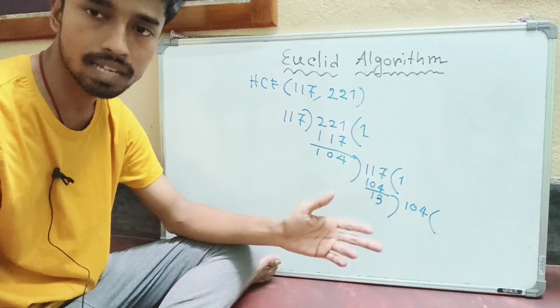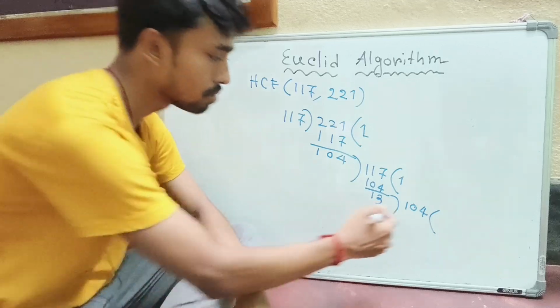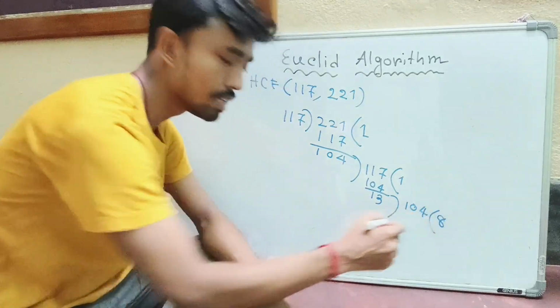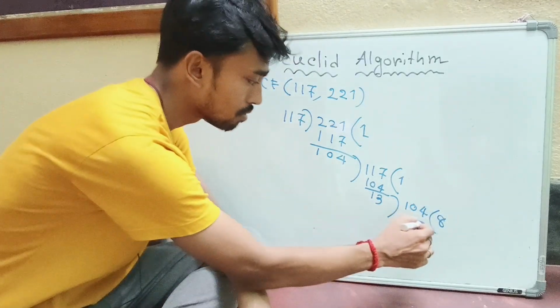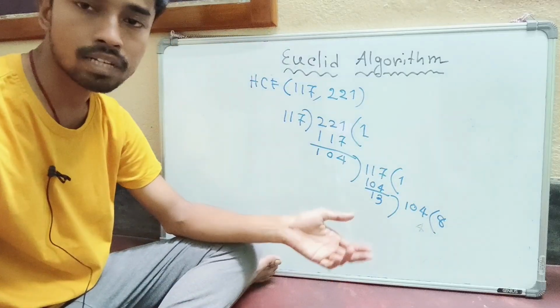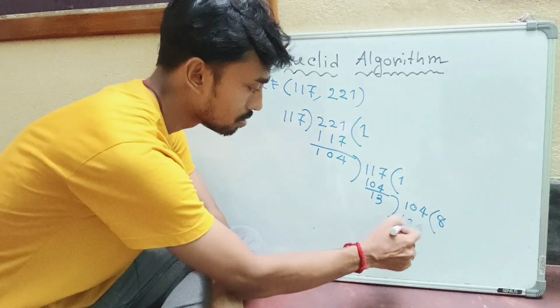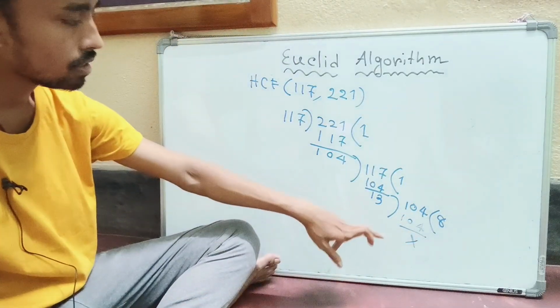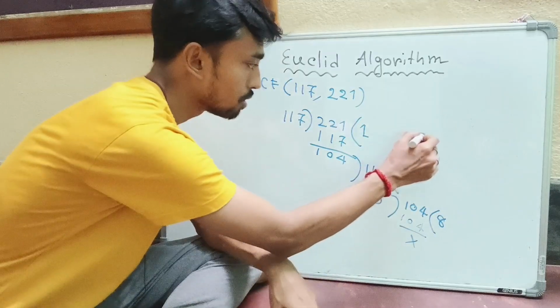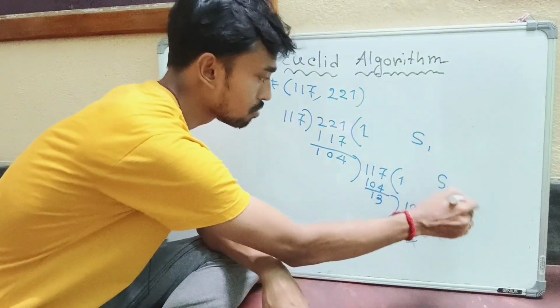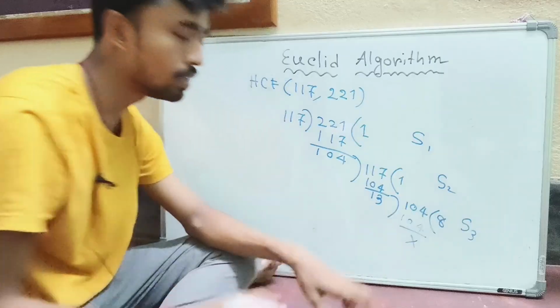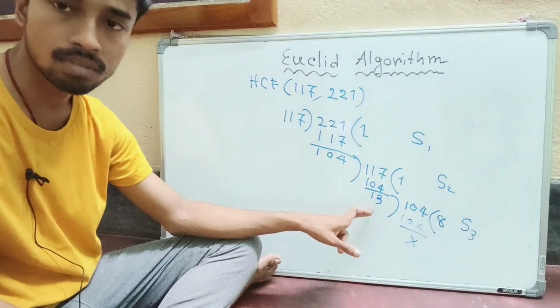So I use this calculator. Of course you can use some rough work, very easy. So 8 threes are 24, 4, then 8 ones are 8, and 2 ones are 2, giving 104. So that's it. It ends in step 2, that is S1, that is S2, that is S3. So it takes only 3 steps to find out the remainder over there.